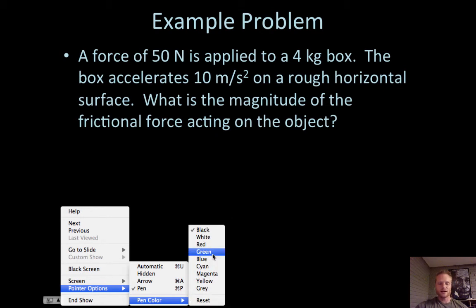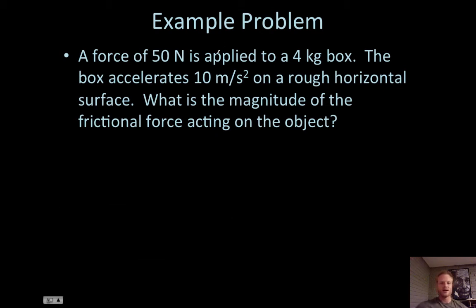Let's do, I think green's visible. So it says a force of 50 newtons is applied to a 4 kilogram box. The box accelerates 10 meters per second squared on a rough horizontal surface. What is the magnitude of the frictional force acting on the object?